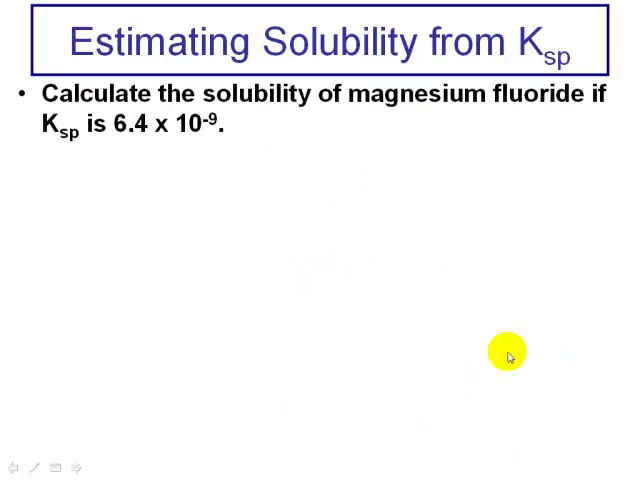Okay, let's do one that's a little bit more difficult. Okay, so we're going to find the solubility of this guy, magnesium fluoride, using its Ksp value. Magnesium fluoride, if you guys remember, magnesium is a 2+ ion, and fluoride, of course, is a 1-. F- is what you don't want in chemistry. And so this guy's formula is MgF2.